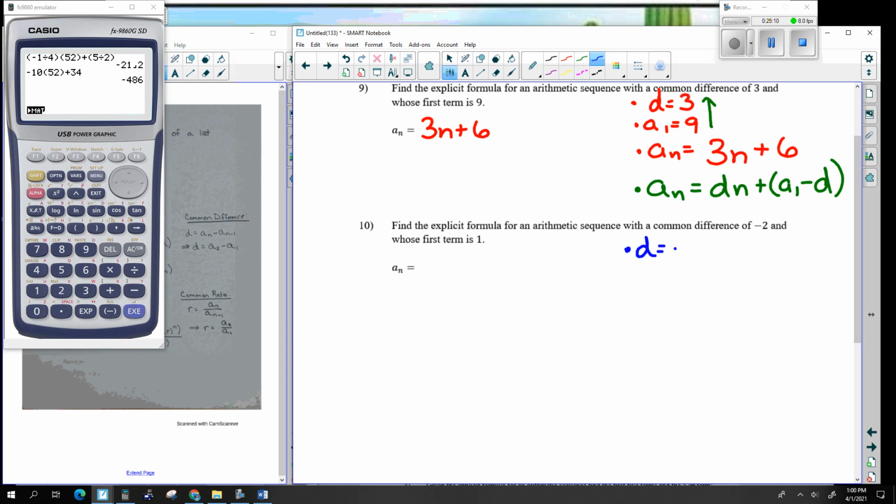So common difference is -2. First term is going to be 1. So AN, so the difference, n, and then 1 minus -2.